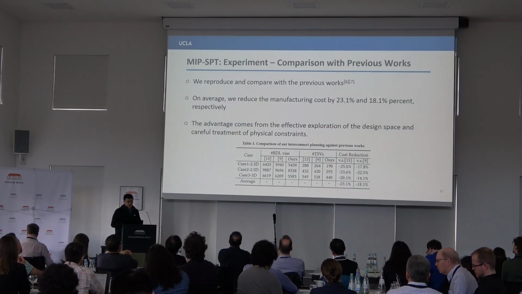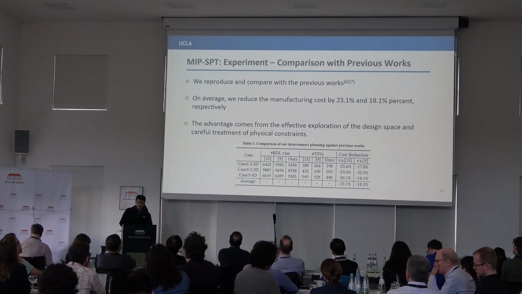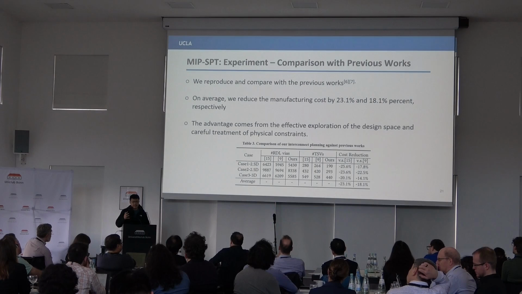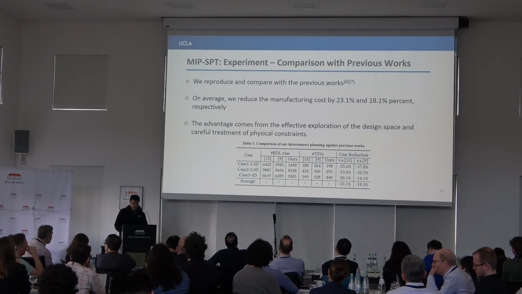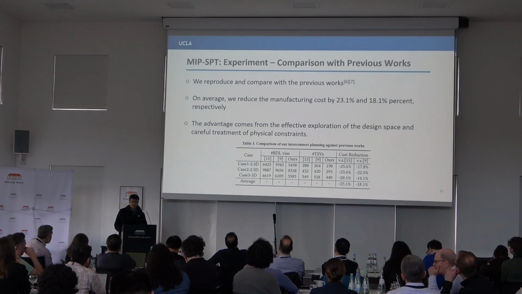And we also reproduce and compare with previous works. And on average, we reduce the manufacturing cost of the interconnects by 23.1% and 18.1% respectively. And such advantage comes from the effective exploration of the data space and the careful treatment of physical constraints.